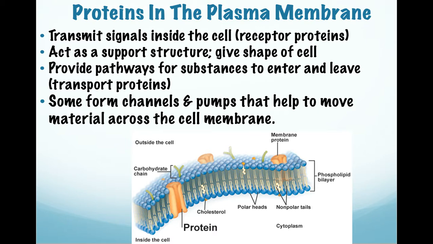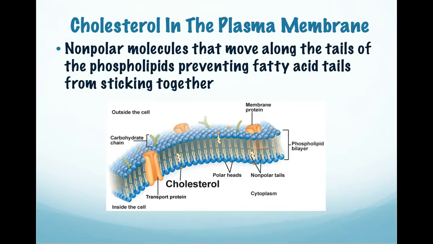Proteins in the plasma membrane transmit signals to inside and outside of the cell so that it can communicate. It acts as a structure that holds it, gives the cell support and its shape. It also provides a pathway. If you look at that picture there, it looks maybe like a hot dog bun, or I think of it kind of like a straw. It's like a tunnel so that things can move from the outside to the inside of the cell. Some of those actually act as a pump where it will push and squeeze and move stuff through the cell membrane.